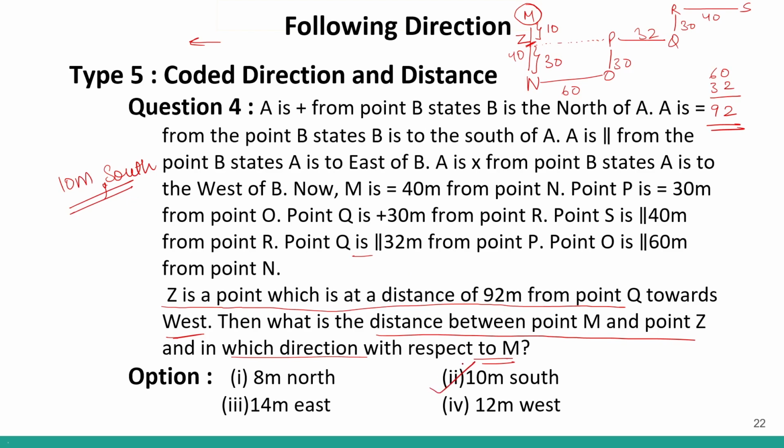So are you understanding how we are solving questions for coded directions and distance? Basically, each symbol is coded as a direction. We figured that out, then we draw the diagram, and then based on this diagram, we are solving questions.